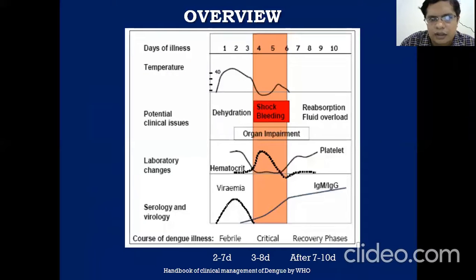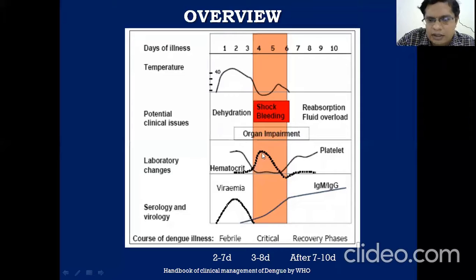So this is an overview of the illness of dengue. Initially we have the febrile phase, where there is viremia with increasing virus in the body, dehydration, and spikes of fever. After the febrile phase is over, the patient enters the critical phase, where it may cause shock and bleeding, hemorrhagic manifestations due to thrombocytopenia and intravascular volume depletion.